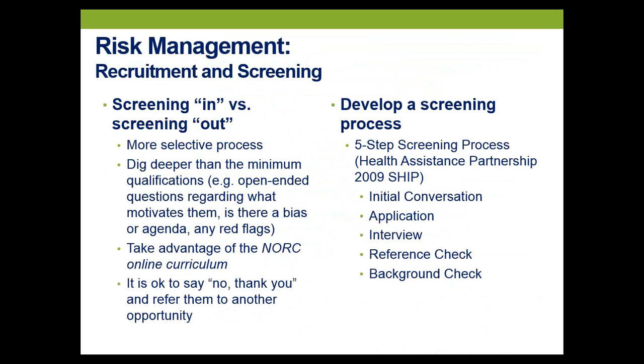You need to develop a screening process for your program. An example of a 5-step screening process from SHIP is to conduct an initial conversation. So whenever the volunteer initially contacts your program, send the application, have an interview, reference checks, and then a background check. A simple 5-step process that you follow with everyone.